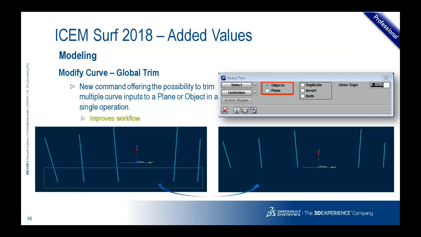Oh, this is a nice one. Global trim. Finally, this is something that I've been waiting for some time. It's the ability to trim many things with one click. So we can use global trim with objects, which are surface-based objects, or the plane.